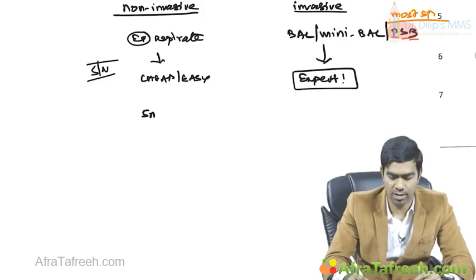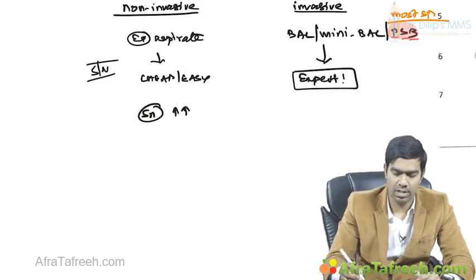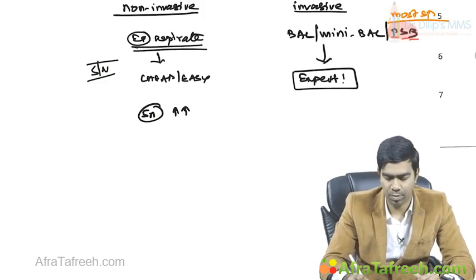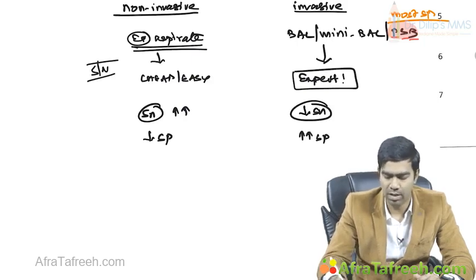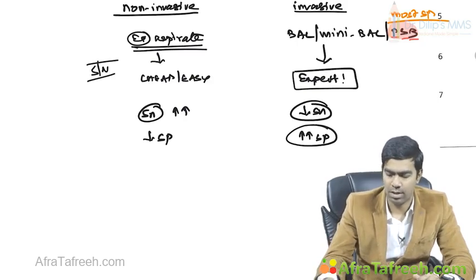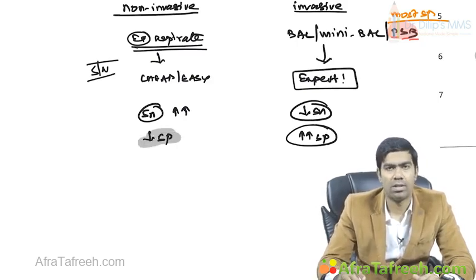And that also becomes a very big advantage as well as a disadvantage, which means the sensitivity of ET aspirate is very, very high, but they suffer from poor specificity. Whereas the sensitivity of invasive techniques is a bit low, but they have a very, very good specificity, excellent specificity. Why is the specificity low?